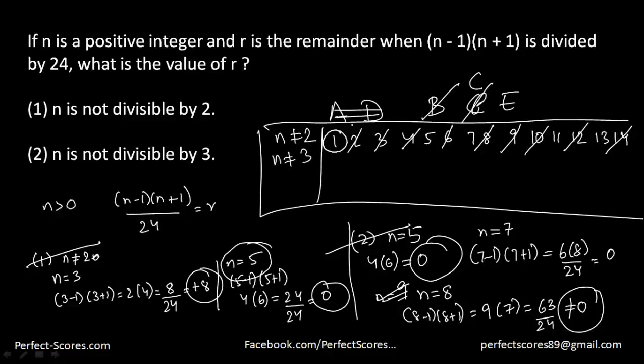Now if I plug in 1, 1 minus 1 and 1 plus 1 gives 0. If I plug in 5, 5 minus 1 and 5 plus 1 is 24, and 24 divided by 24 has remainder 0. If I plug in 7, I already know that the remainder is 0. If I plug in 11, it's going to be 10 into 12, which is 120. The remainder is still going to be 0. If I plug in 13, the remainder is still going to be 0. So every time I get remainder 0 when I divide this by 24.